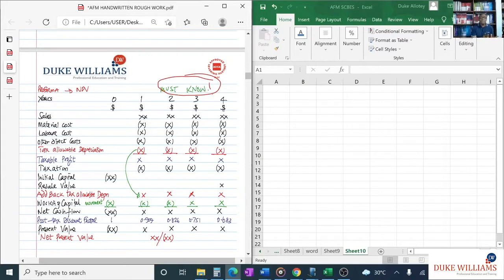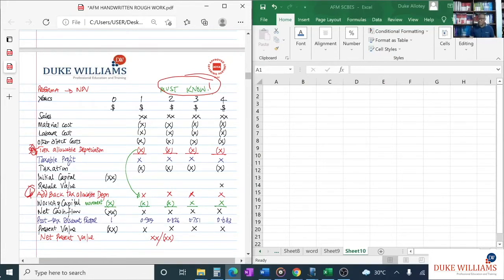And then we knock out the tax allowable depreciation, and then we pay tax, and then we add back the tax allowable depreciation. So this is taken out and added back. So in this schedule, we are not doing tax relief on capital allowances. Then the initial capital, the resale value or the scrap value, and then we get a net cash flow, post-tax, discount factor at 10%, giving us the present value, NPV.